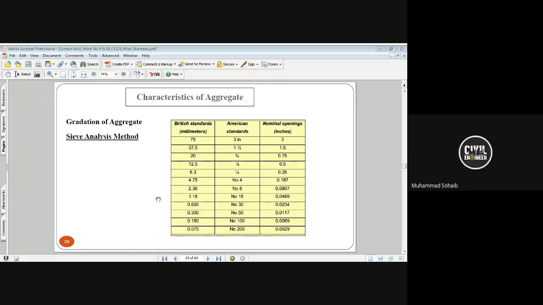A straight inch, sir. And then you can say the nominal openings in inches. This 3-inch sieve has a nominal opening size of 3 inches, 1.5, 0.75, 0.5, 0.25, 0.187, and in millimeters it is 4.75. So these are bookkeeping things. You just need to remember this sieve number 4 size, as it is the dividing line between the fine aggregate and coarse aggregate. This portion is representing the coarse aggregate, and this one is representing the fine aggregate.